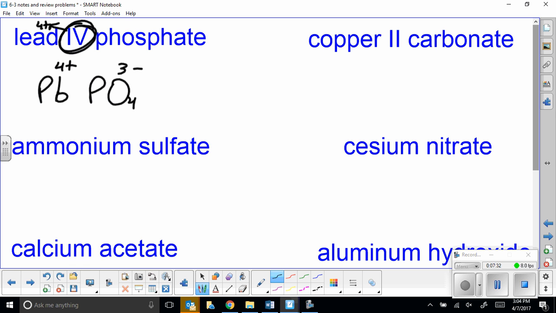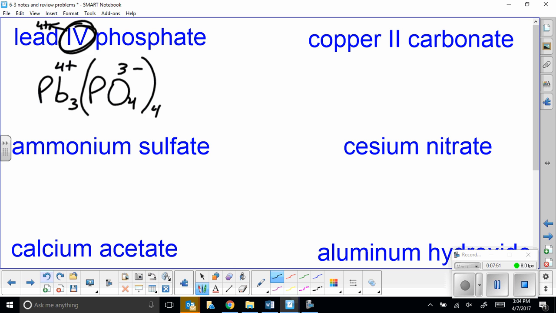So then I'm going to crisscross. This 3 is going to go down here. Now, if I just put across the 4, it looks like I have 44 oxygen. Obviously, that's not right. So what I need to do then is I need parentheses around this whole thing and show there's 4 of them, just like you have to do in math.